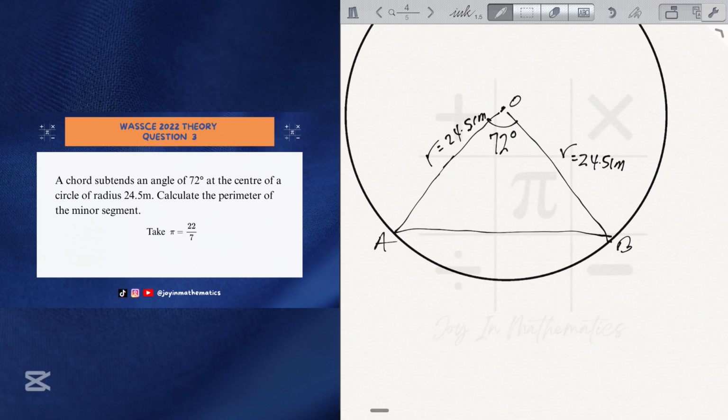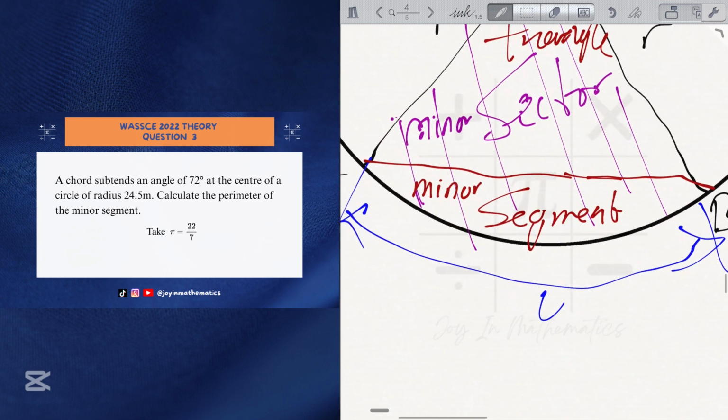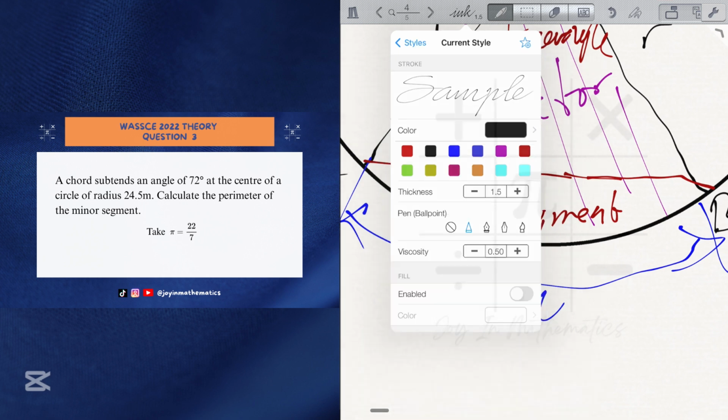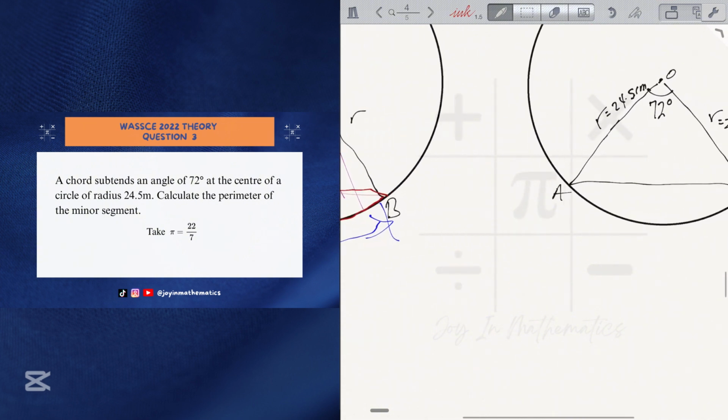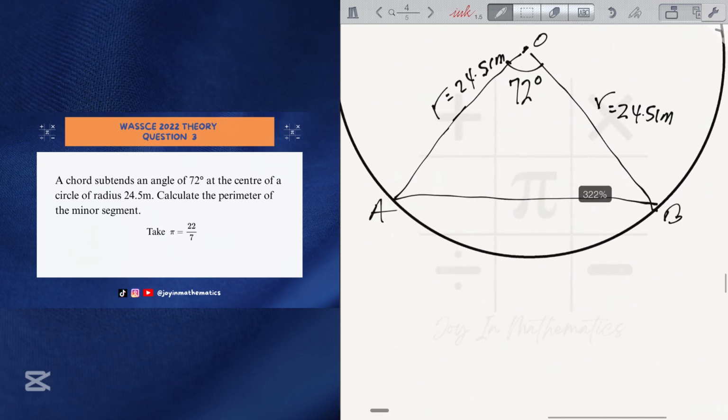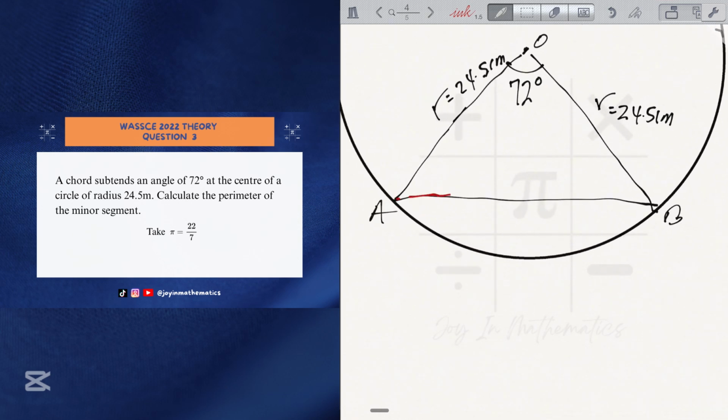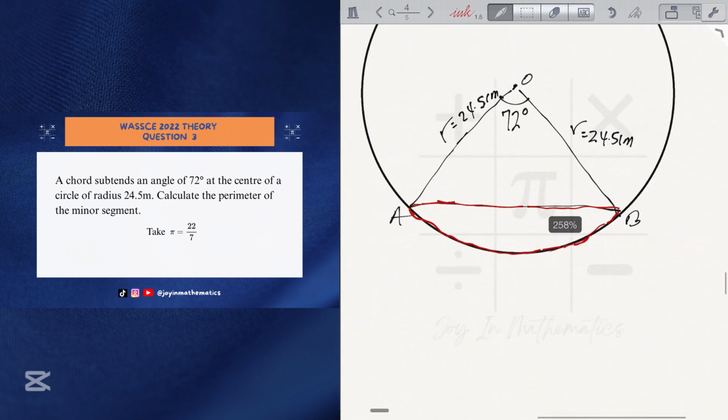So remember, if we go through here, we have the minor segment. Everything here, changed to red, is the chord plus the length of the arc. So this is the minor segment. The question says we should find the perimeter of the minor segment. So we are looking for this length, and we are summing the lengths together, including the length of the arc.